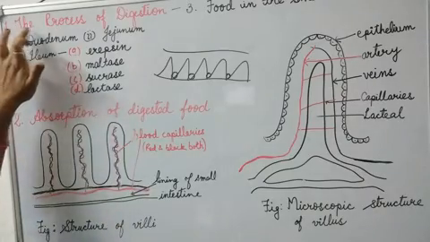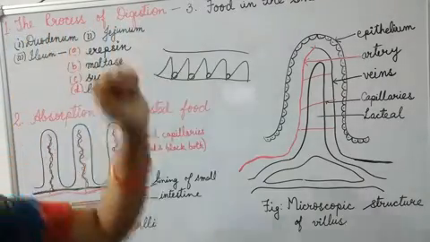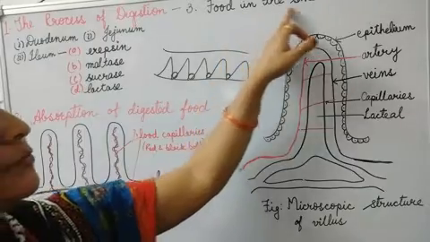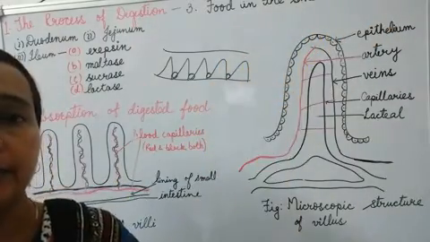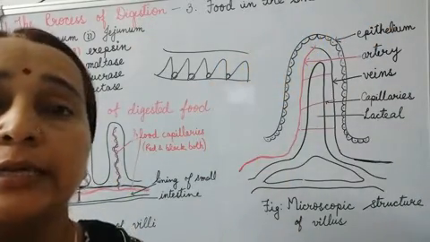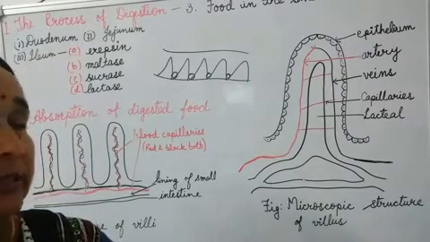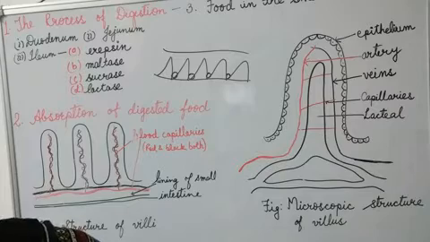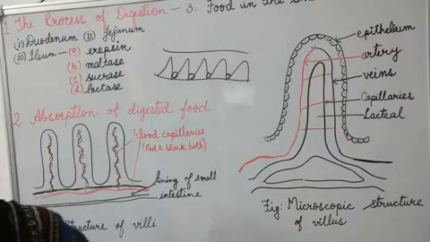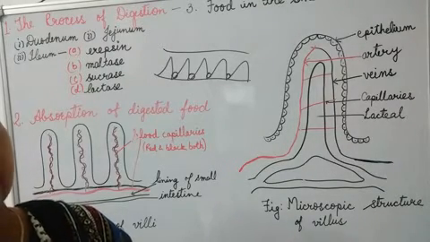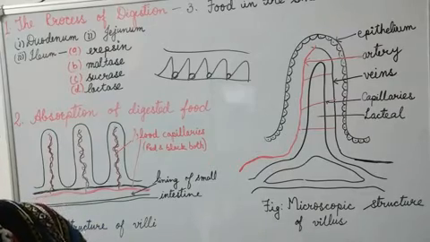Under the first subtopic, the process of digestion, third point is food in the small intestine. The small intestine is a 7-meter long coiled tube. It is divided into 3 parts. The upper part is duodenum, the middle part is jejunum, and the third part is ileum.